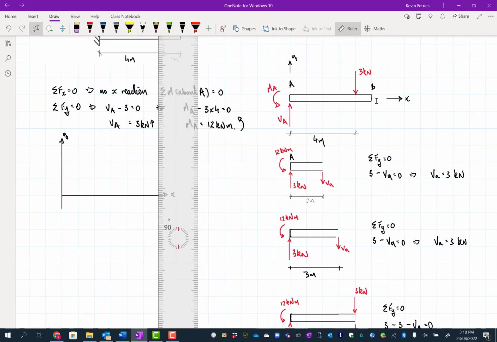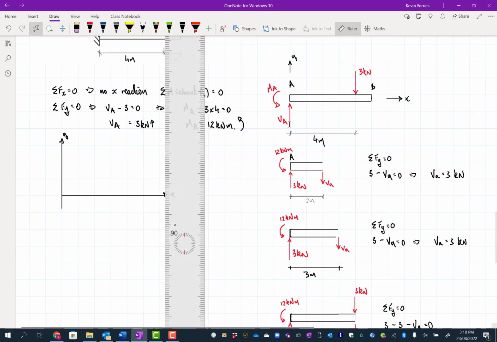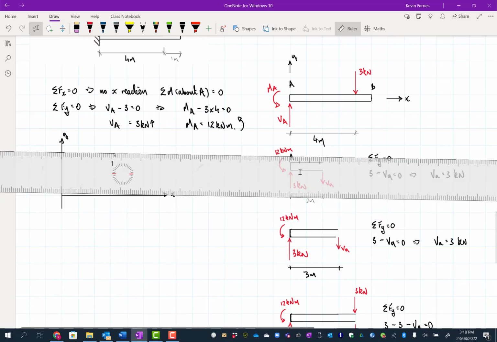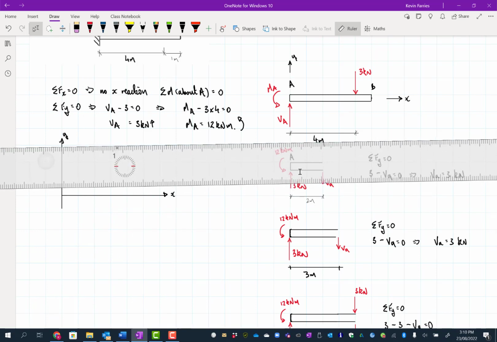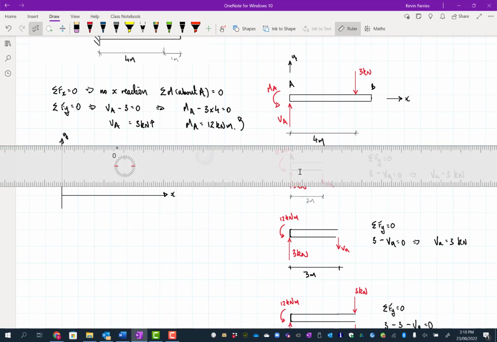And so we can use the rule we learned about before. This first part, we've got a force going up 3 kilonewtons. We figured out that reaction was 3 kilonewtons. So our shear force diagram is going to go up 3 kilonewtons. Then it's just going to keep going flat until it gets to the next point load. And then it's going to go along 4 meters, and then it's going to reach this 3 kilonewtons. It's saying go down 3 kilonewtons.